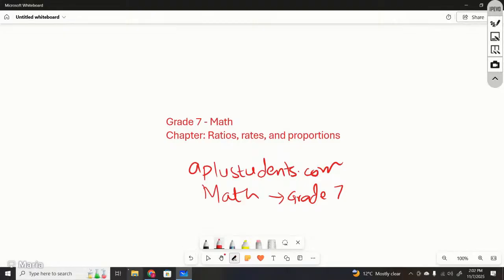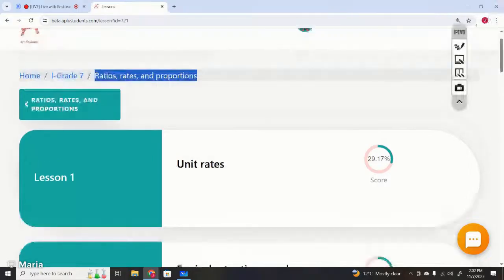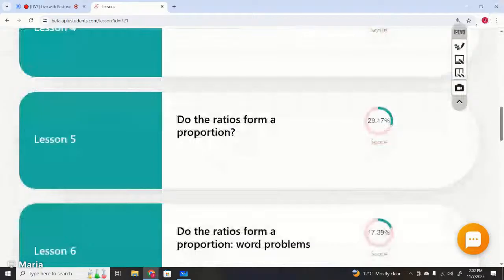So please make sure you have your notebook and pencil so that you can note down the important examples and definitions as well. Here I'm on grade 7 math. The chapter we're on right now is ratios, rates and proportions. Let's just start with the lesson, the proportion.